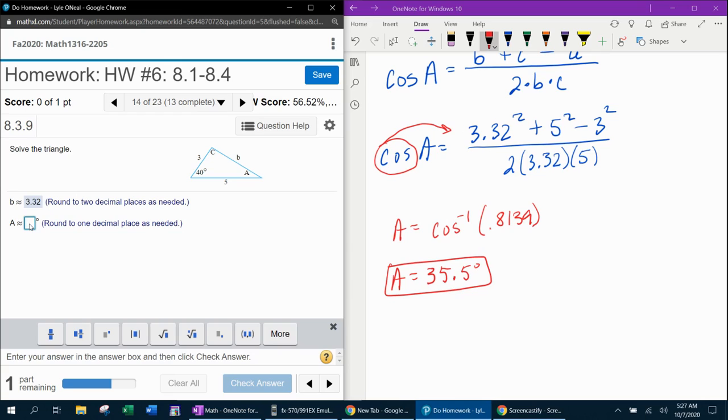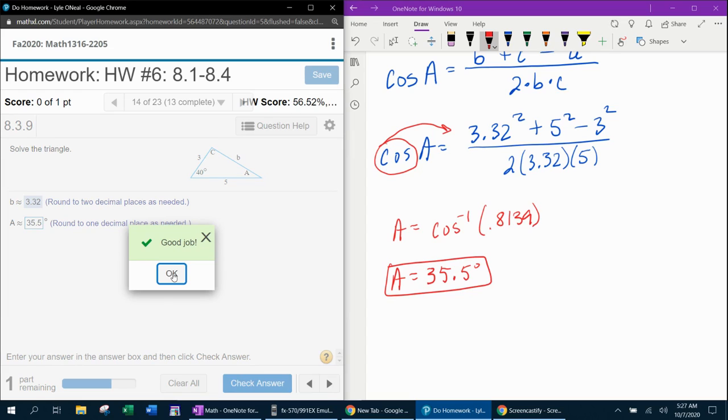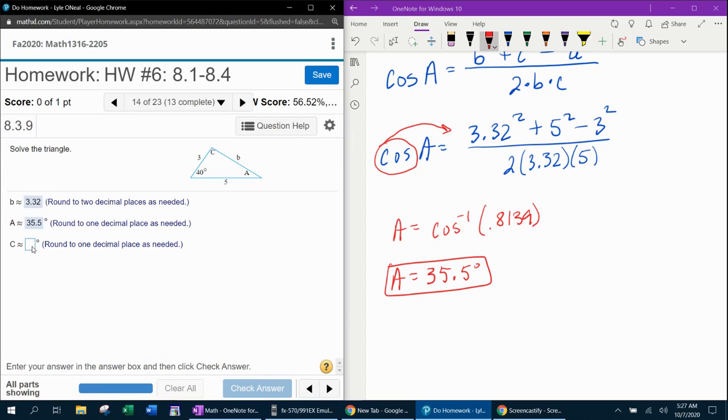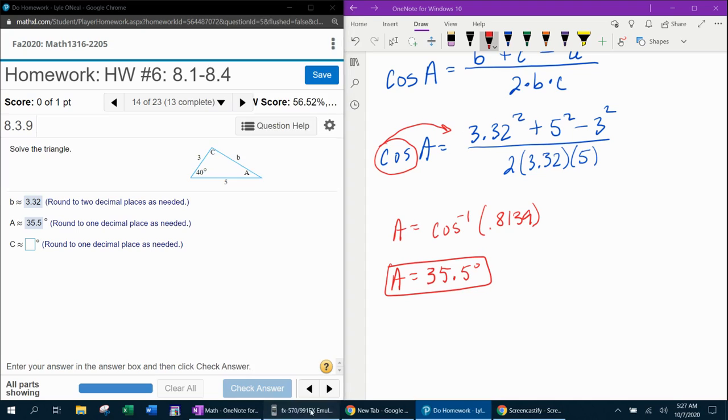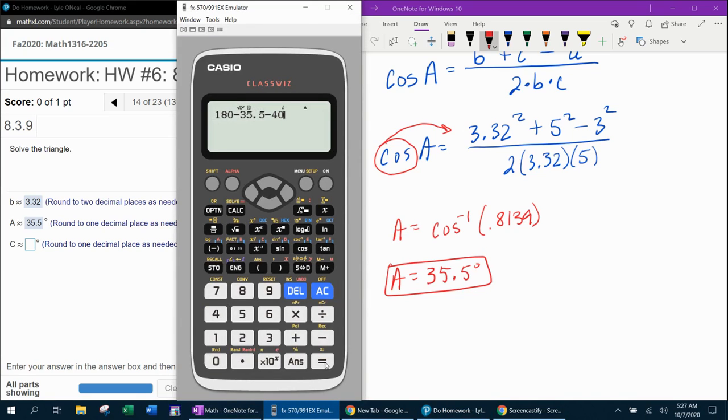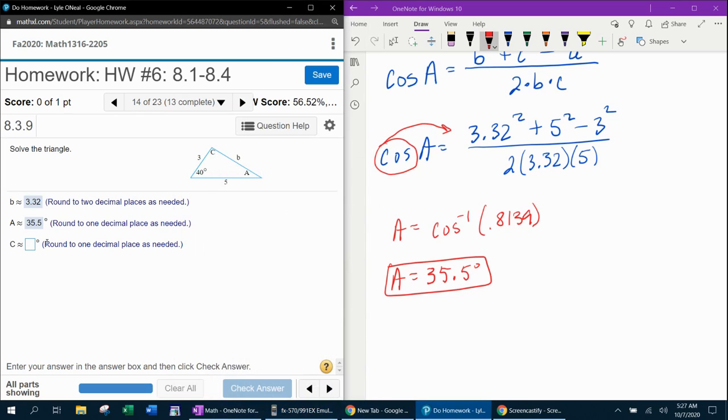Let's see how we did. Not bad. And we need to find angle C. This is going to be the easiest piece of the puzzle to find, because now that I know 2 angles, the third one simply needs to make 180. So 180 minus 35.5 minus, what was the other angle? 40. As a decimal, 104.5.